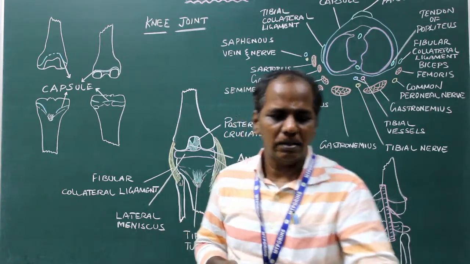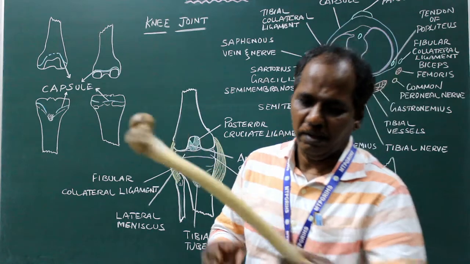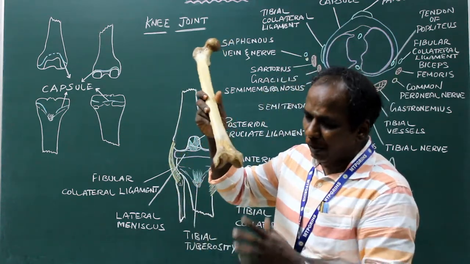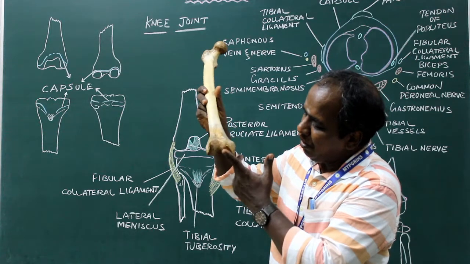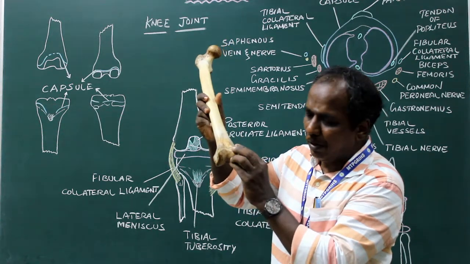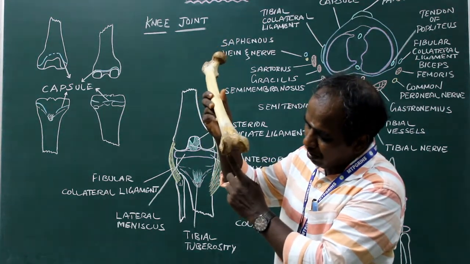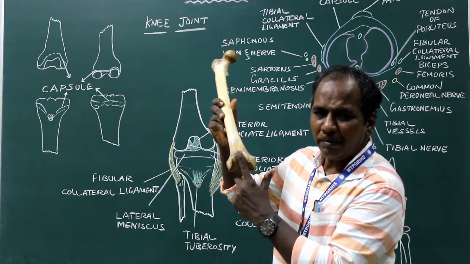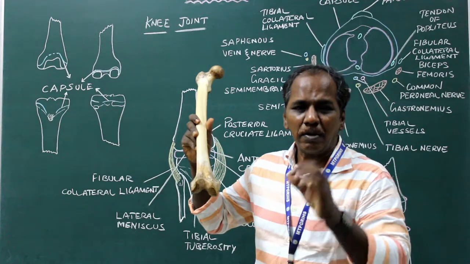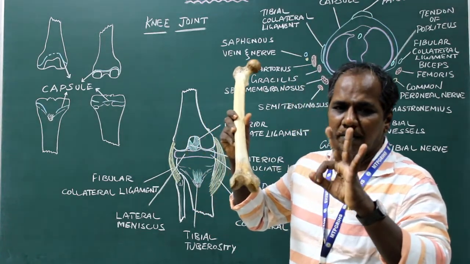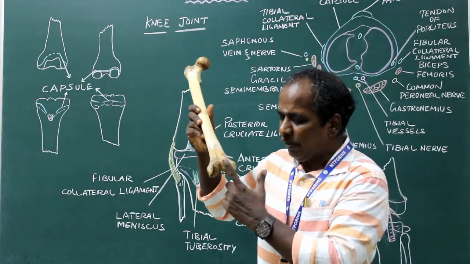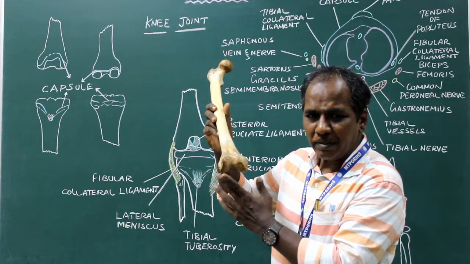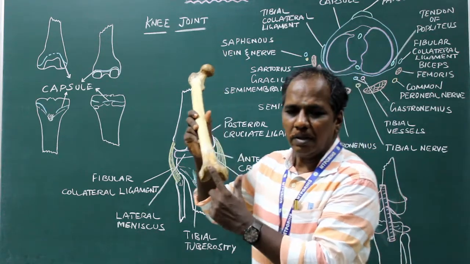Articular ends. Proximally, this is the femur. Proximally, there are three articular surfaces: the inferior articular surface of the medial condyle, the inferior articular surface of the lateral condyle, and the trochlear surface of the femur.